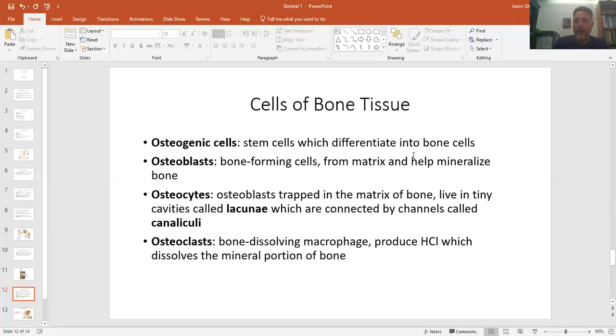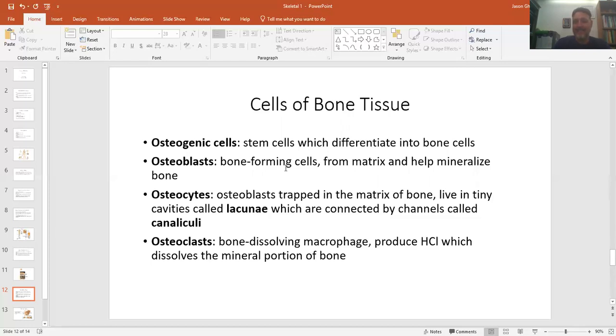We have osteoblasts. These are important ones. These are the ones that form bones. So these are the ones that are going to deposit and build up bones. If you were to break a bone, you're going to need more osteoblasts to fix that bone. And as you're growing, you're going to have lots of osteoblasts, again, because your bone is growing. As we get older, we don't need as many of them because our bones aren't growing.